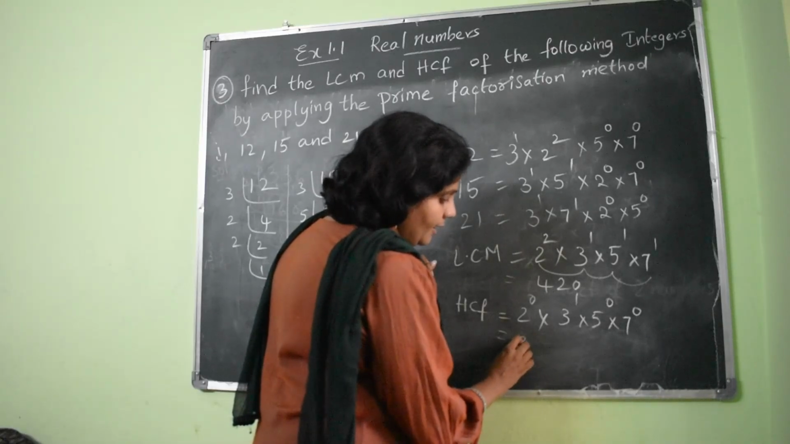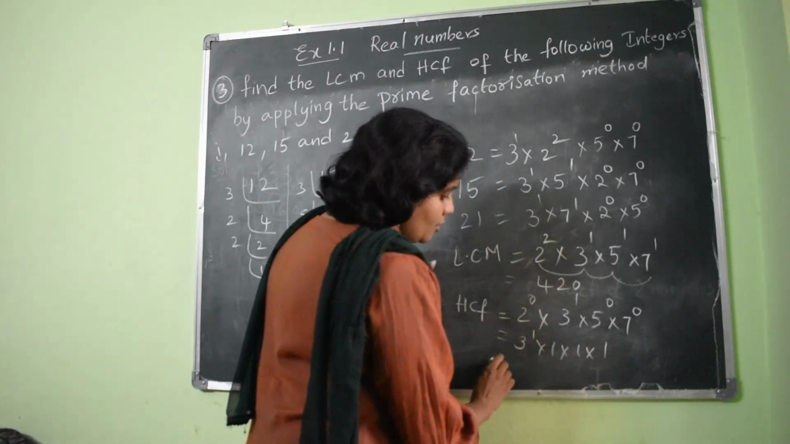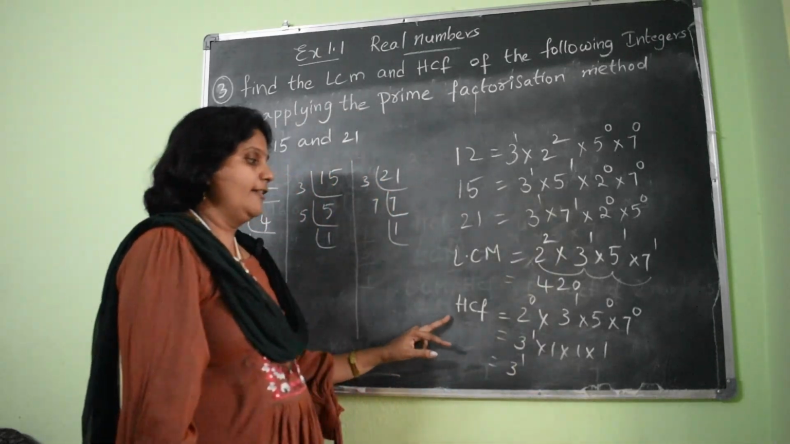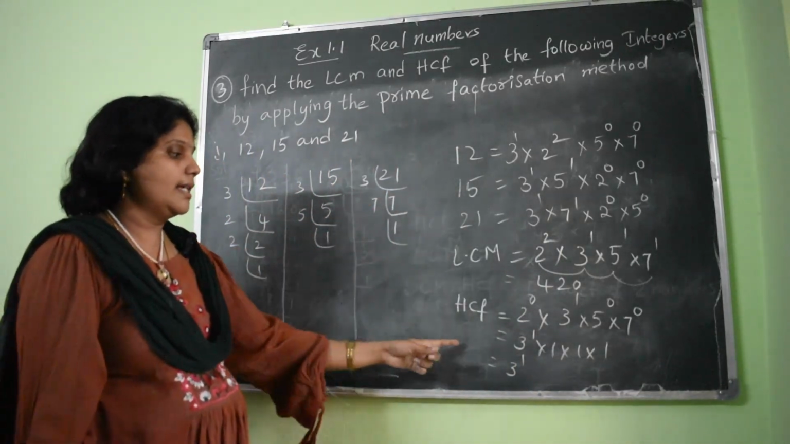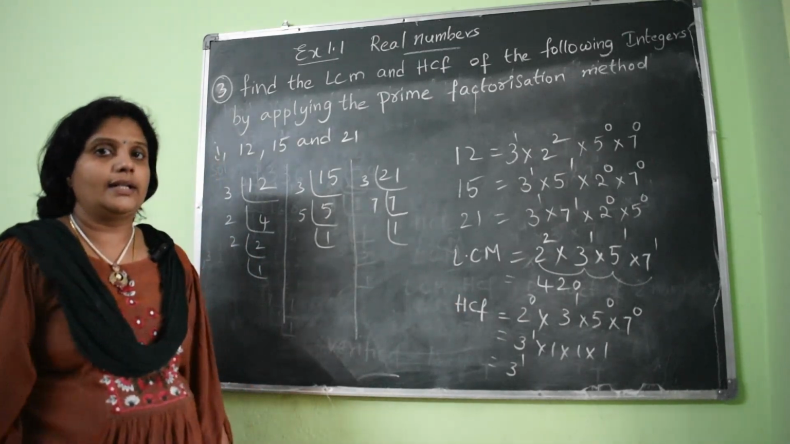So 3 power 1 into 2 power 0 is 1, 5 power 0 is 1, 7 power 0 is 1. So 3 power 1. The HCF for these three numbers is 3 power 1, and the LCM for these three numbers is 420.